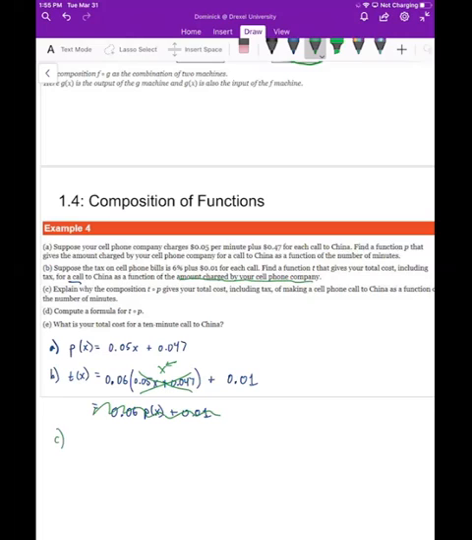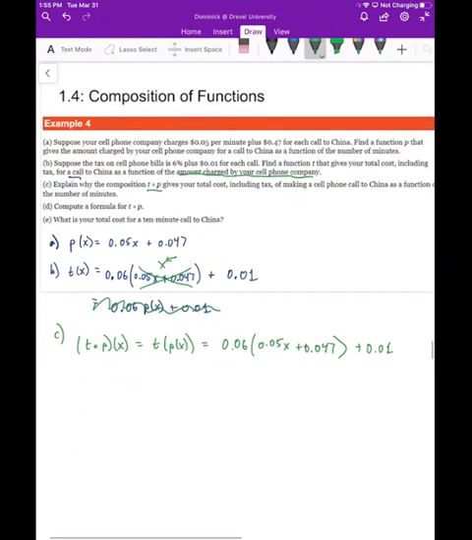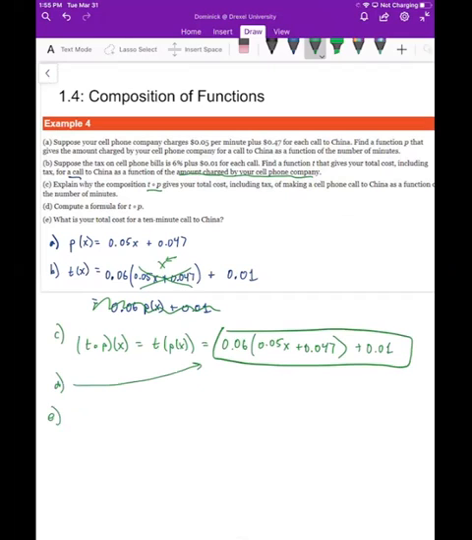All right. Now part C is really getting why, if you take this composition, T circle P here, then that is giving you the total cost, right? Because then you're going to get what I had before, times 0.05x plus 0.47, plus the 0.01. And that's representing the total cost. All right, so now part D is write that as an explicit formula, and that would just be this part here, right? We sort of did that part. So now what is your total cost for a 10-minute call to China? That is just a fancy way of saying that x is equal to 10 in T of P, right? So this is T of P of 10.